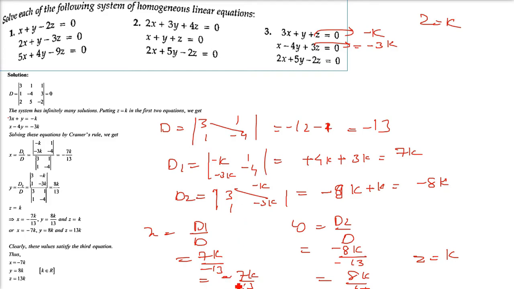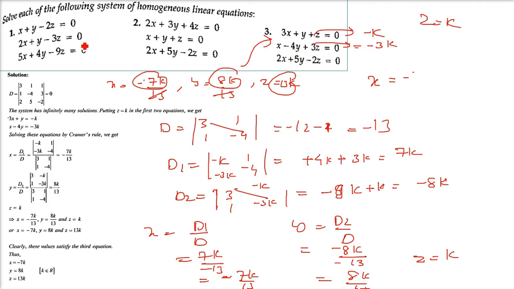Okay, so we can just make it easier also. How do we make it easier? We just don't want anything in the denominator. So if you write it properly, x equals minus 7k by 13, y is 8k by 13, and z is k. Multiply all of it by 13. So you get minus 7k, y 8k, and z equals 13k. Now when you put these values in the third equation, 2x plus y minus 2z, you will see that it is going to solve it. So when it is going to solve it, these are the solution.